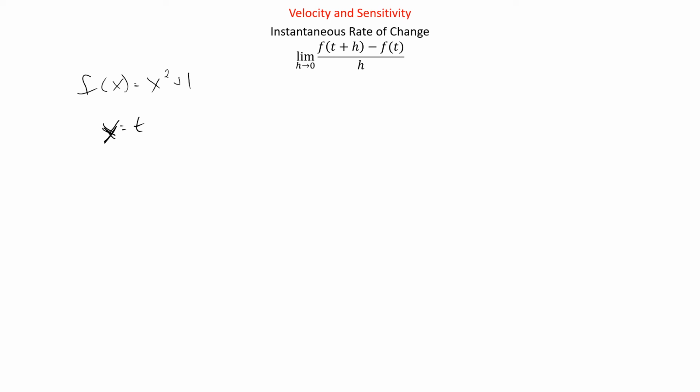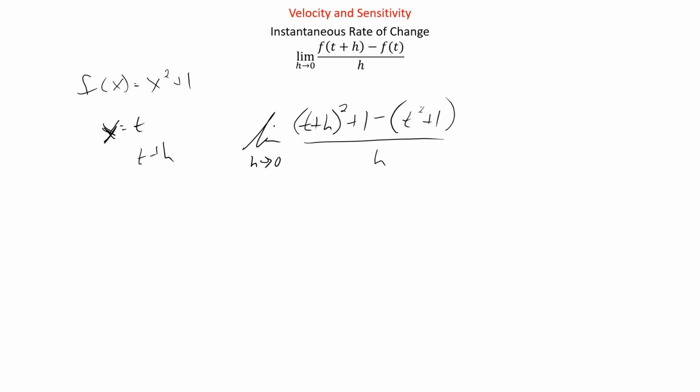So we have t, and then we'll have t plus h for the second one. So we're going to plug in. It'll be the limit as h goes to 0 of f of t plus h minus f of t over h. f of t plus h is going to be (t plus h) squared plus 1, minus f of t, which is t squared plus 1, all over h.